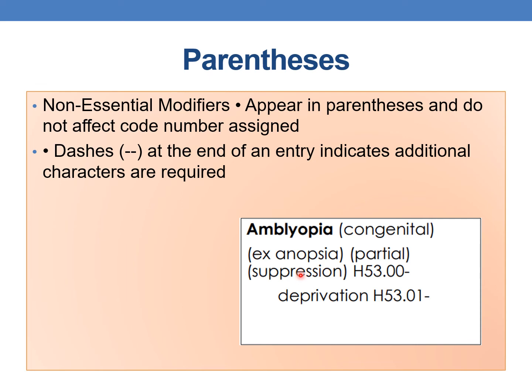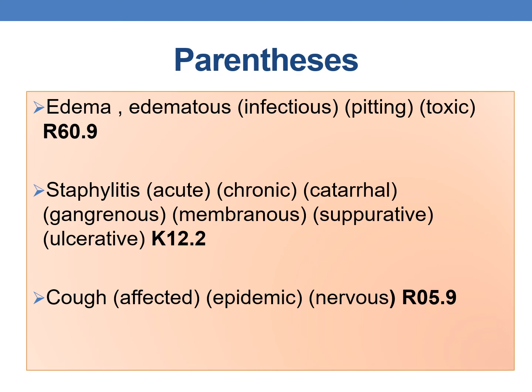The non-essential modifiers in the alphabetic index to diseases apply to subterms following a main term, except when a non-essential modifier and a subentry are mutually exclusive. The subentry takes precedence. For example, in the ICD-10-CM alphabetic index, under the main term enteritis, acute is a non-essential modifier and chronic is a subentry. In this case, the non-essential modifier acute does not apply to the subentry chronic. Further examples of parentheses are edema and edematous.